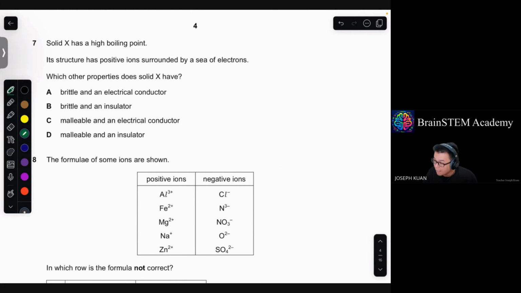All right, moving on to number 7. Solid X has a high boiling point. Its structure has positive ions surrounded by a sea of electrons. So these are keywords.